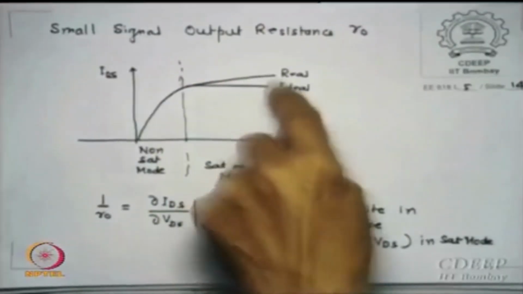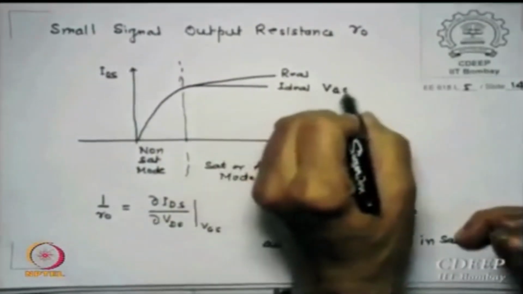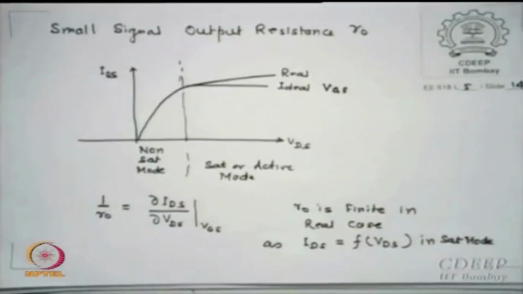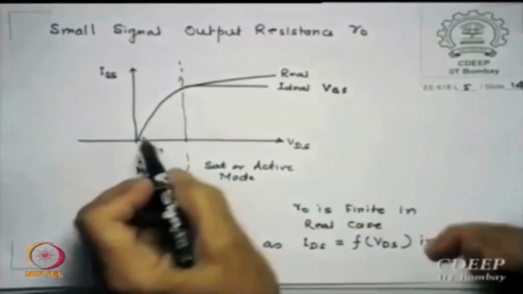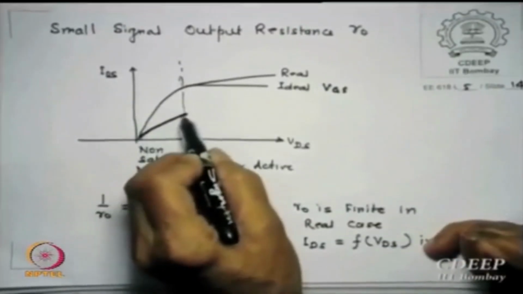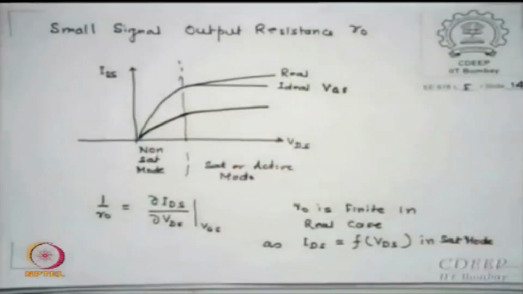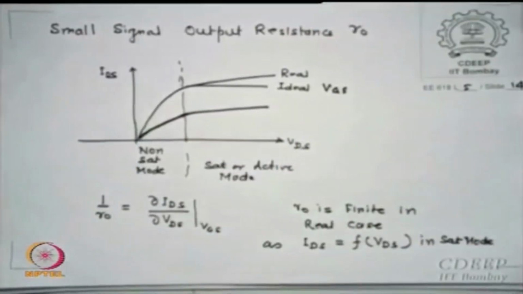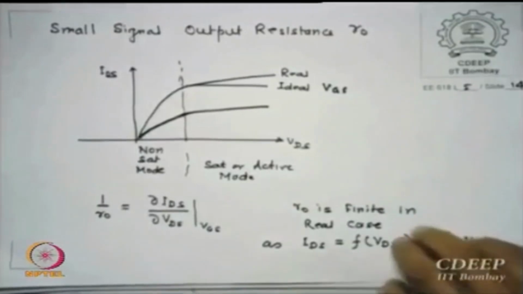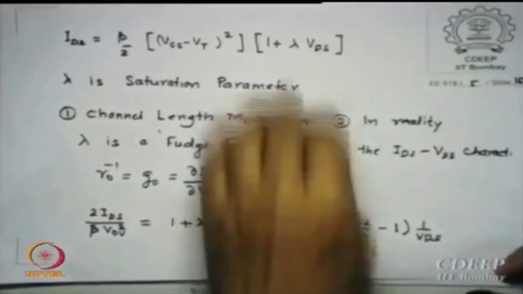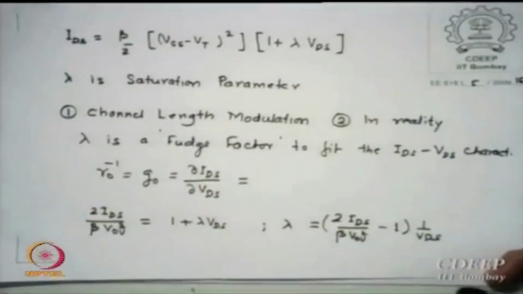Is that expression clear? 1 upon R0 is delta IDS by delta VDS at any VGS. This is one VGS value. At different VGS, this will be different, because if you have a characteristic somewhere here, this slope may not be exactly parallel, and therefore they may have different R0s. If I write this expression, IDS, as I wrote earlier, is beta by 2 (VGS minus VT) squared times (1 plus lambda VDS), and we now know what lambda is.